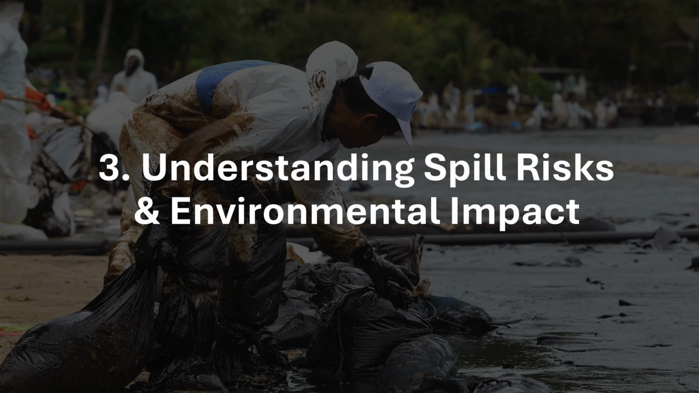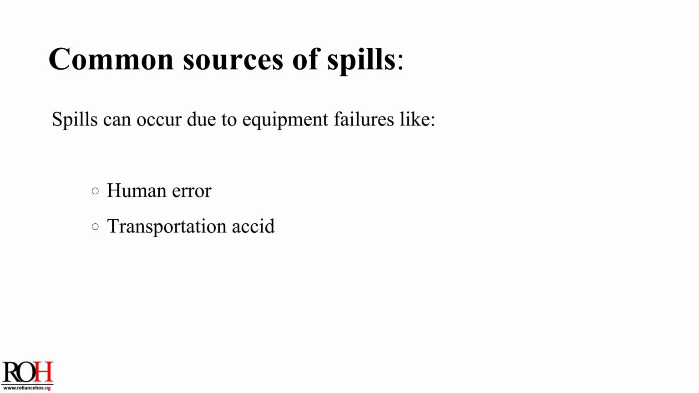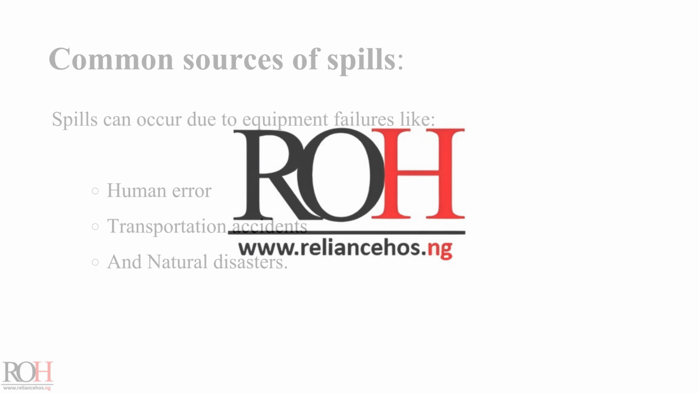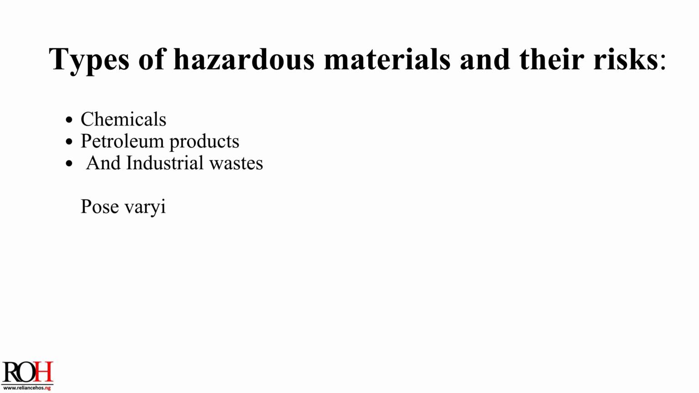3. Understanding spill risks and environmental impact. Common sources of spills. Spills can occur due to equipment failures, human error, transportation accidents, and natural disasters. Types of hazardous materials and their risks. Chemicals, petroleum products, and industrial wastes pose varying degrees of environmental and health hazards.